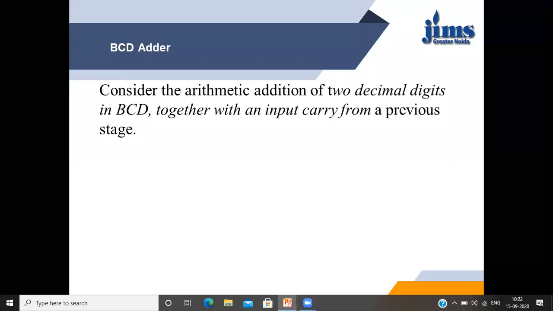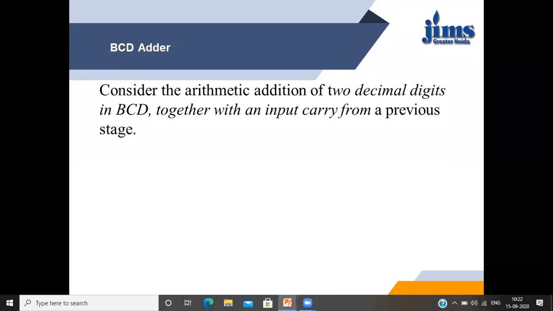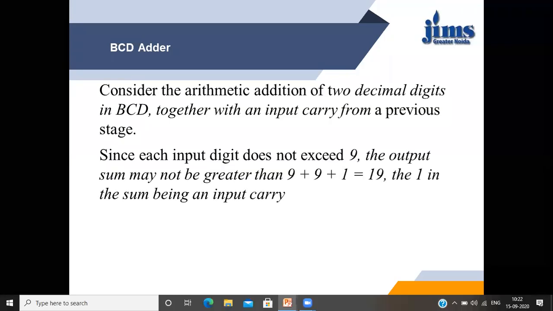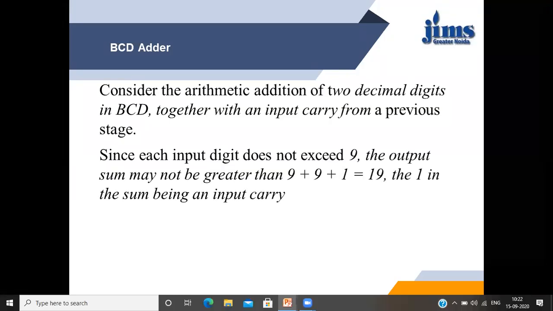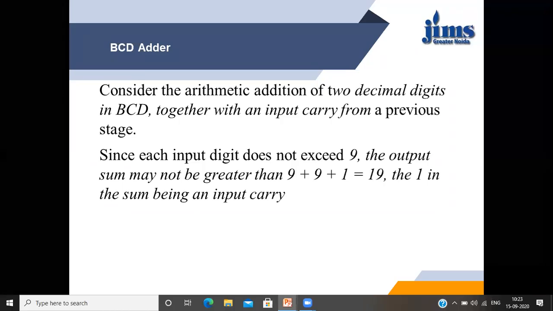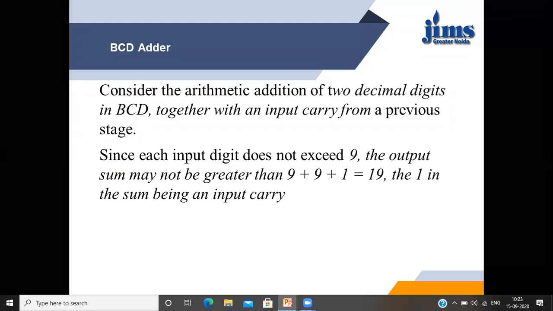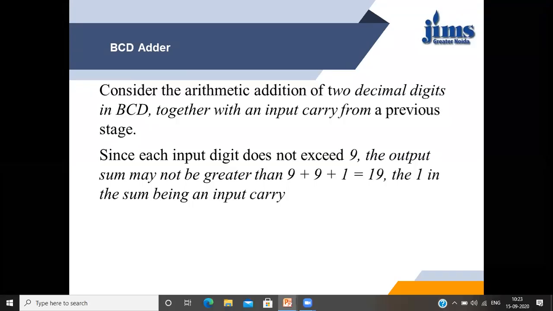So consider the arithmetic addition of two decimal digits in BCD together with an input carry from a previous stage, that is the maximum possible condition when we are adding two BCD numbers. Since each input digit does not exceed 9 in case of BCD, the output sum may not be greater than 9 plus 9, that is the two numbers, plus 1, the previous carry. So the maximum output of the sum will be 19. Now here, the 1 in the sum is an input carry from the previous addition.